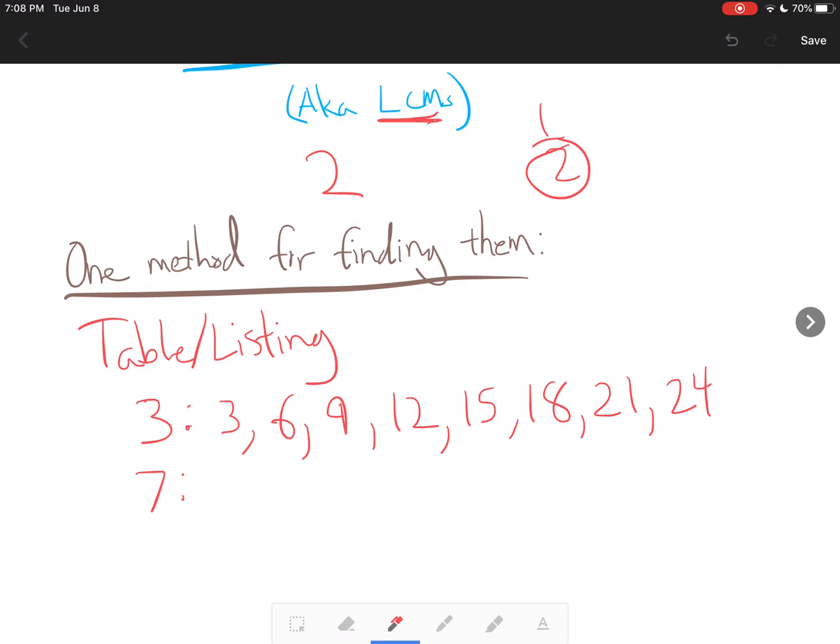Then we do the same thing with 7. 7 times 1 is 7. Then we have 14. Then we have 21. Then we have 28. And at this point, we can stop. The reason we can stop is because we have a 21 here and a 21 there. By listing out all the multiples, we're not going to miss anything. We're definitely going to find the first time they both share something in common, which in this case is 21.